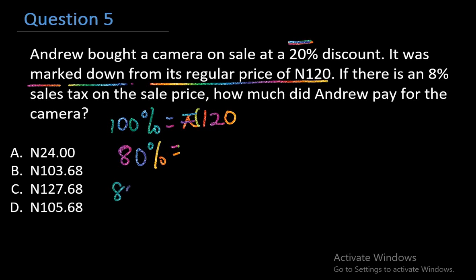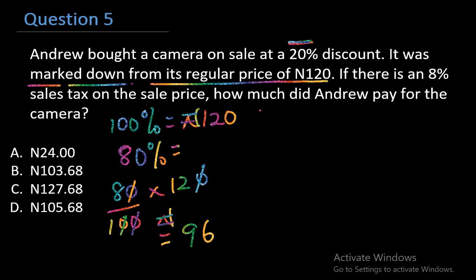So the person will pay 80% means 80 over 100 of the amount, which is 120. 0 cancels 0. 8 times 12. This person will pay 96 naira. The last part of the question says, if there is an 8% sales tax on the sale price, how much did Andrew pay for the camera?